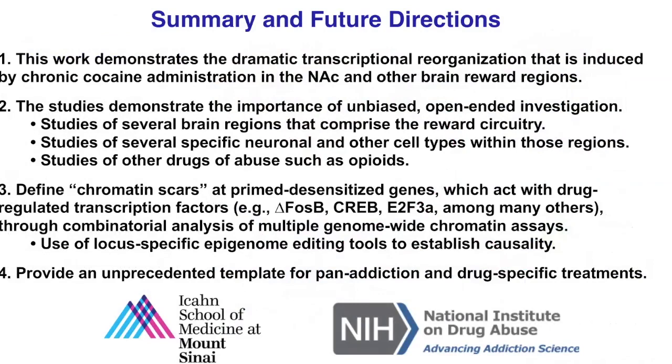I hope I've convinced you of the importance of open-ended investigation in a hypothesis-generating way to understand how the transcriptional organization of a brain region, and even a specific cell type in a brain region, is completely reworked in a drug addiction model. I focus today solely on cocaine, solely on nucleus accumbens, but emphasizing the importance of looking much more broadly within the brain's limbic circuitry, looking at other drugs of abuse.